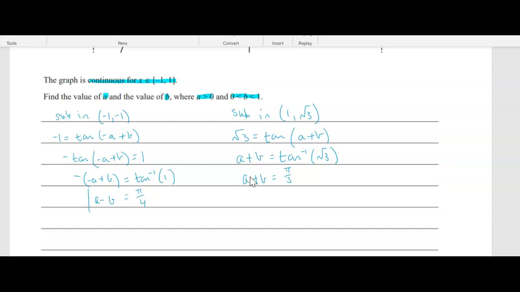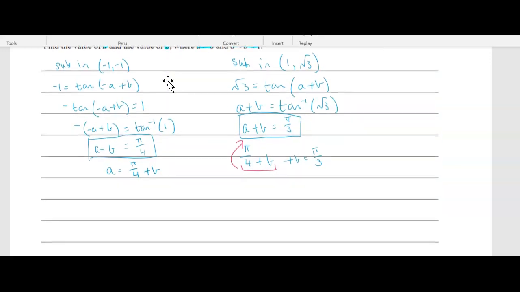So now we have our two equations in terms of A and B. So what we can do is say, well, A is equal to pi on 4 plus B. So I can then substitute that into here. So pi on 4 plus B. So I'm just substituting for A in my second equation. So this is A, and then I've got plus B equals pi on 3. And now I can just solve for B.